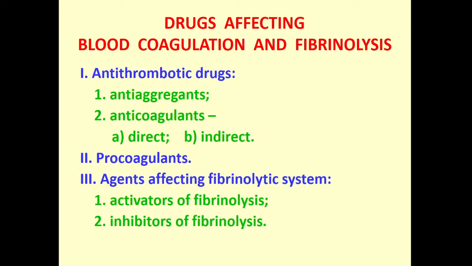Classification of these drugs: we distinguish first antithrombotic drugs. These are anti-aggregants and anticoagulants. Among anticoagulants, we distinguish direct and indirect subgroups. Second group, procoagulants, promoting coagulation. And third, agents affecting fibrinolysis, the fibrinolytic system: activators and inhibitors.